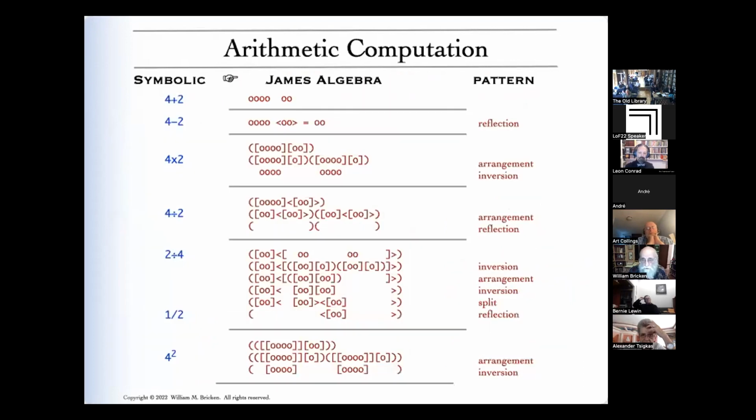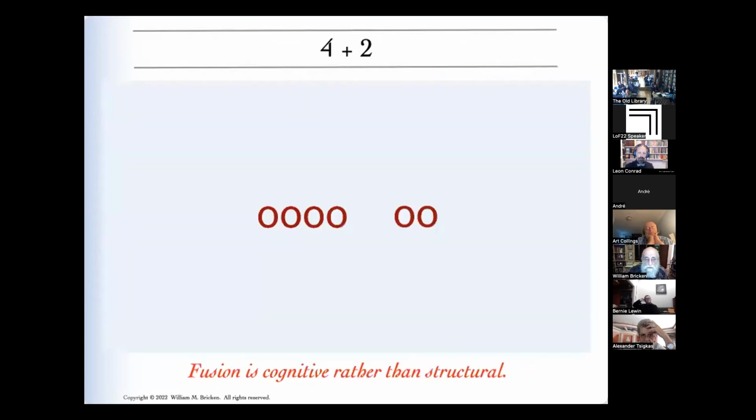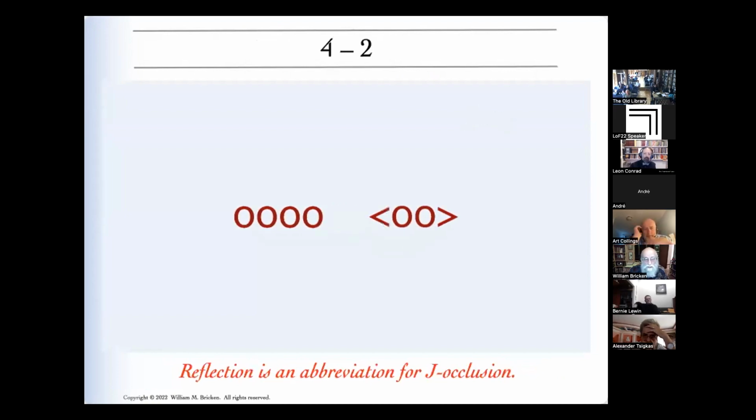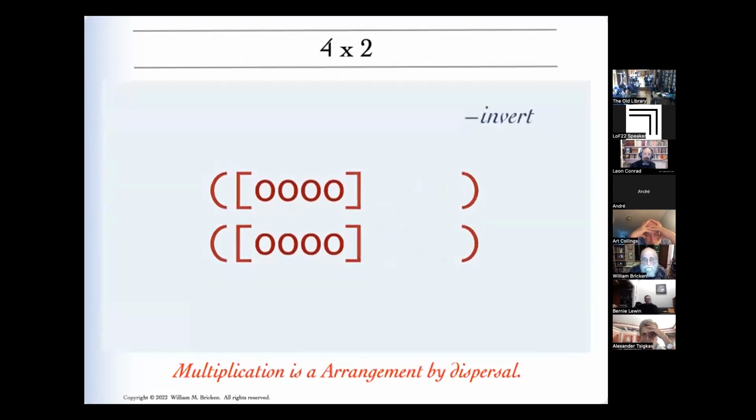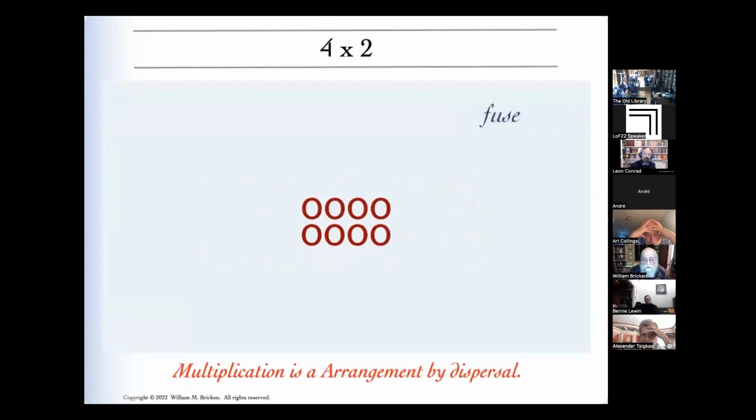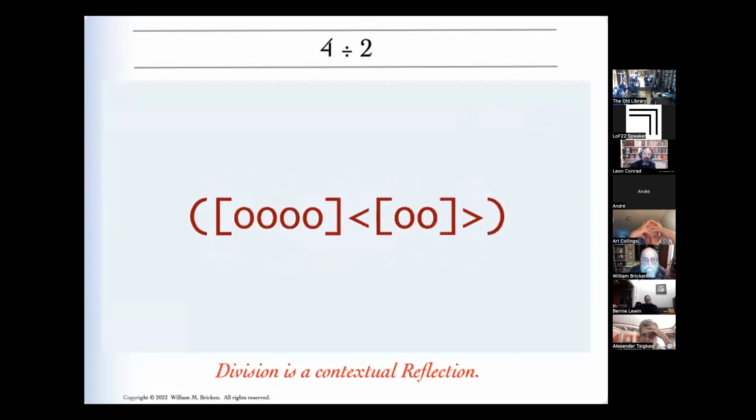So here's some scripts for doing pattern-based arithmetic. Remember, you'll only see arrangement and reflection and inversion. Adding is just seeing things as one group. Subtraction is reflection into void. For times two, multiplication is arrangement by dispersal. That's by making more forms. You'll see a lot of nested inversion pairs being returned to the void. Division is dispersal for reflection.